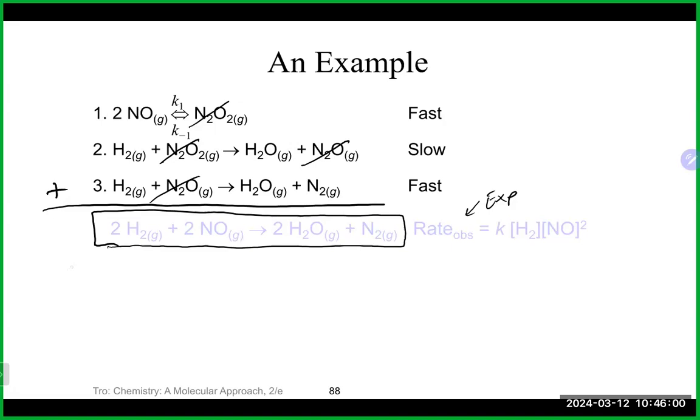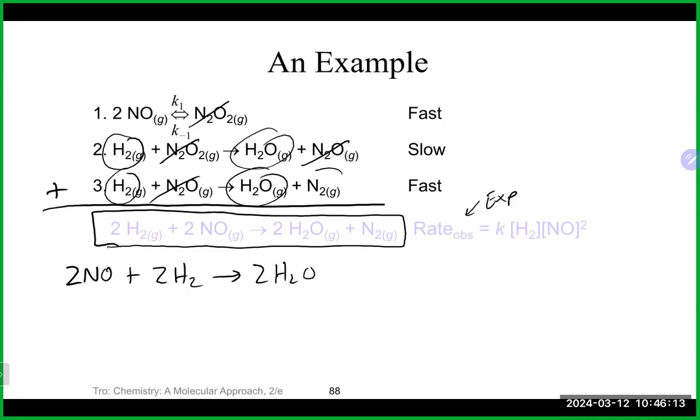So everybody on the left-hand side will stay there. So we've got 2NO plus we have 1 and 2 H2. Right-hand side, we have 1 and 2 waters. And we have an N2. So that is a check on that, right? So all these steps add up to basically the overall reaction.